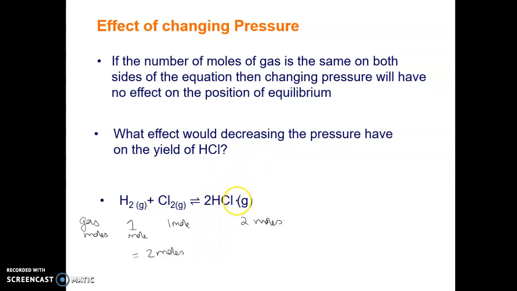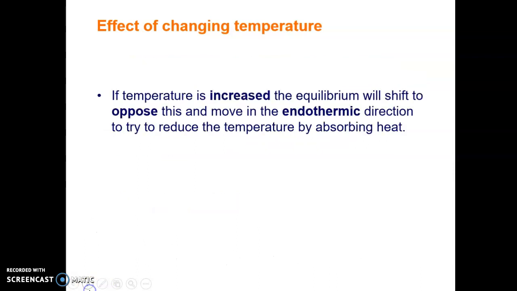Now, if you decrease the pressure, the reaction would go to the side with a higher pressure, but because both sides have got an equal number of gas moles, both sides have got the same pressure. Therefore, the position of equilibrium will not move in either direction. So that was a tricky question, but you've got to be vigilant that you only pick the reactants and products which are in the gaseous state.